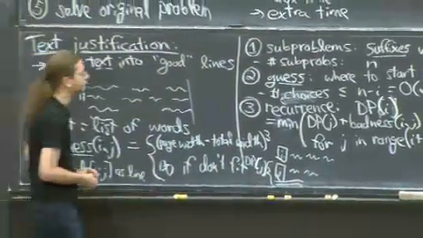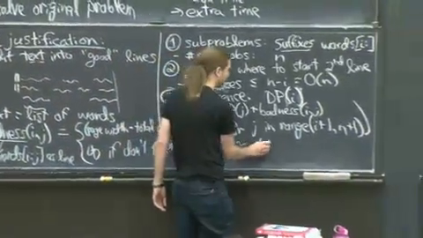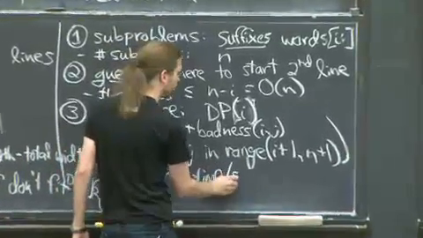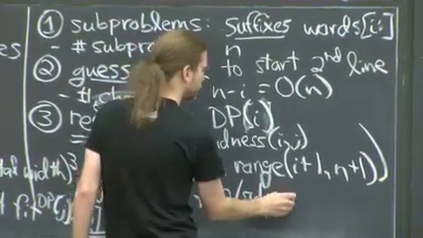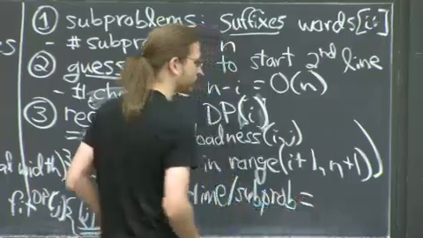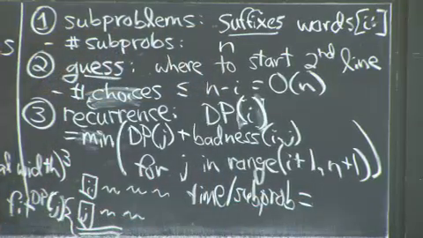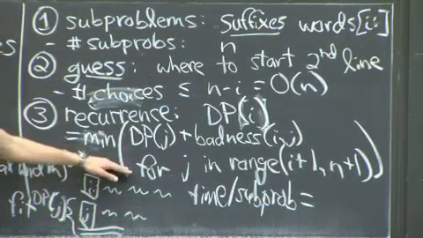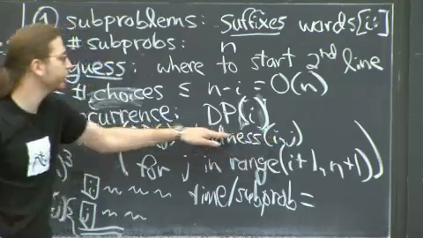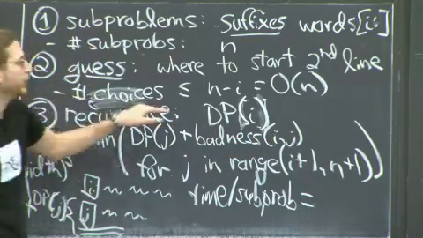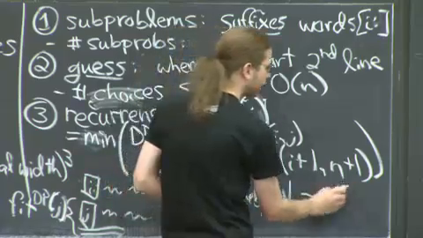I guess right now we just want to compute how much time this costs, time per subproblem. I have to do this for loop. Basically, I do constant work. All of this is constant work for each choice. I said there's order n choices. So this is order n.